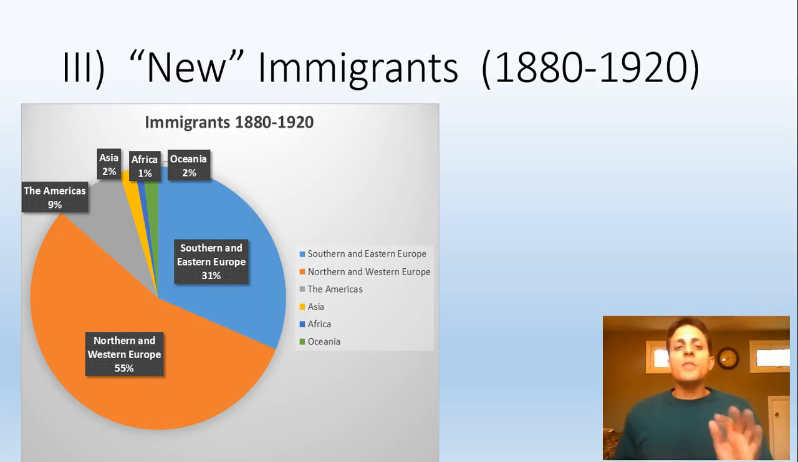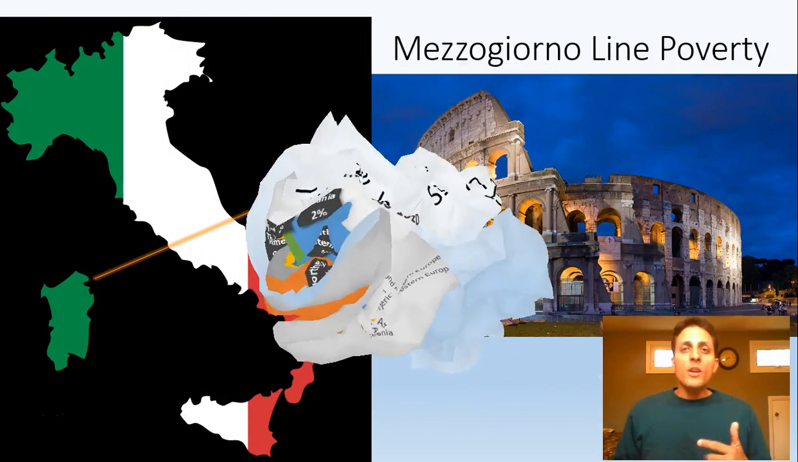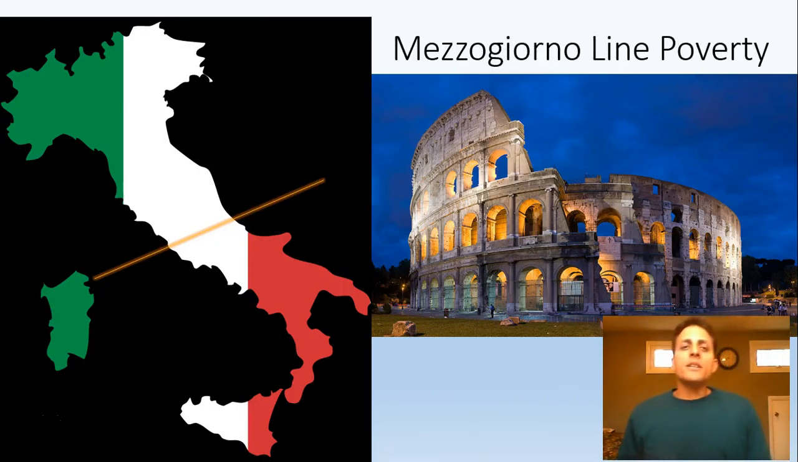Your big groups within the Southern and Eastern European umbrella are going to be the Italians coming from Southern Europe and Eastern European Jews. First we're going to talk about the Italians. Within Italy itself, the Italians are mostly coming from Southern Italy, south of the Mezzogiorno line, which is the division within Italy. Southern Italy is very poor at the time. They're experiencing, again, agricultural problems, some famines. And so you start to see mass amounts of people leaving Italy to come to the New World.